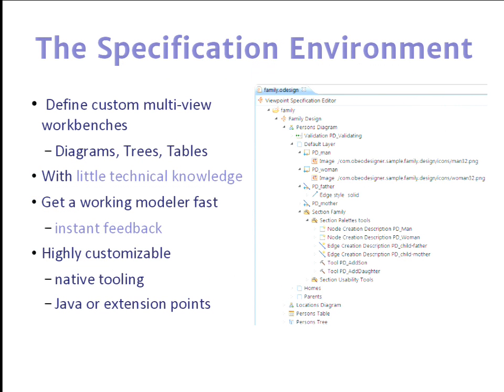So the specification environment is the tooling you will use if you define a new Sirius modeler. You have an example here shown on the right. It presents itself as a tree-based configuration editor, where you can define diagrams, trees, and table-based modelers. For each modeler you define, you need to specify which data elements you want to show on your representation, how you want them to look, so styling information, and how you want them to behave. That is, the tools you want to appear on the palette, for example, and how the elements will react to user interactions like drag and drop, edge reconnections, etc.